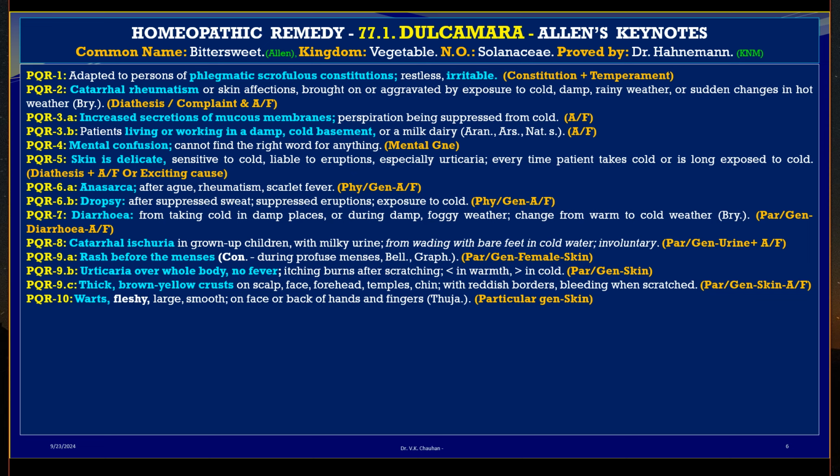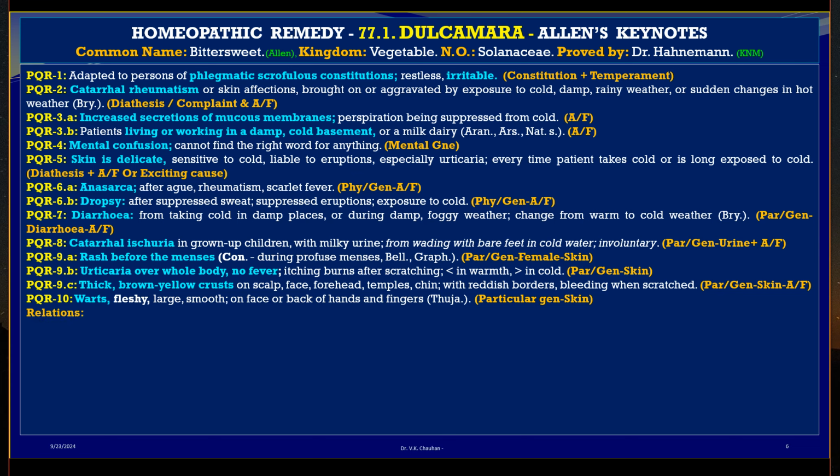Now we go to the viral infection of the skin. PQR10, warts, fleshy, large, smooth, on face or back of hand and fingers. So this is a very important sycotic skin phase. On the skin you will find growths, nodules. So Dulcamara has two components. One is psora in the background, and the secondary miasm here could be sycosis.